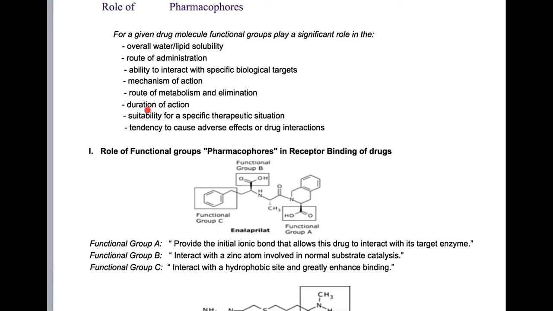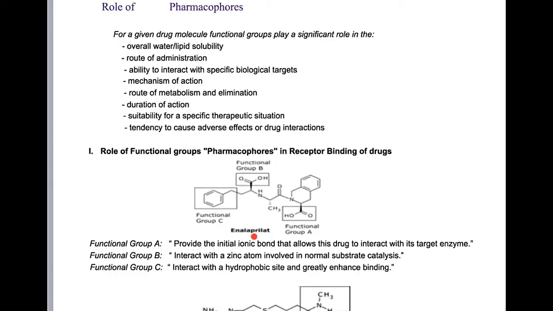function group. Duration of action, sometimes we make some modification on the function group to increase or decrease the duration of action. Suitability for a specific therapeutic situation, tendency to cause adverse effects or drug interactions. We will discuss this in detail now. Firstly, the role of the function group or the pharmacophores in receptor binding of drugs. I give the example of enalaprilat.